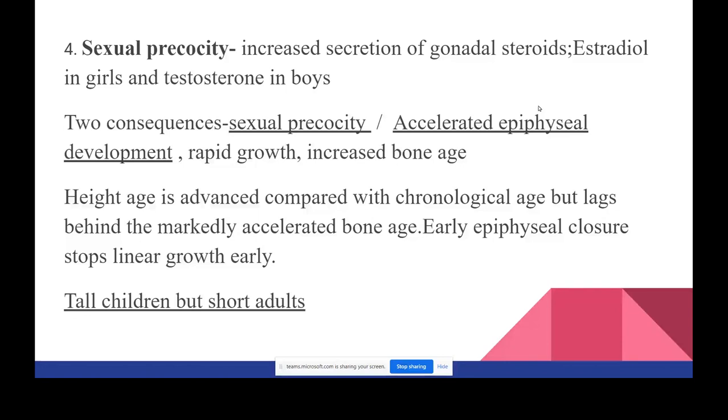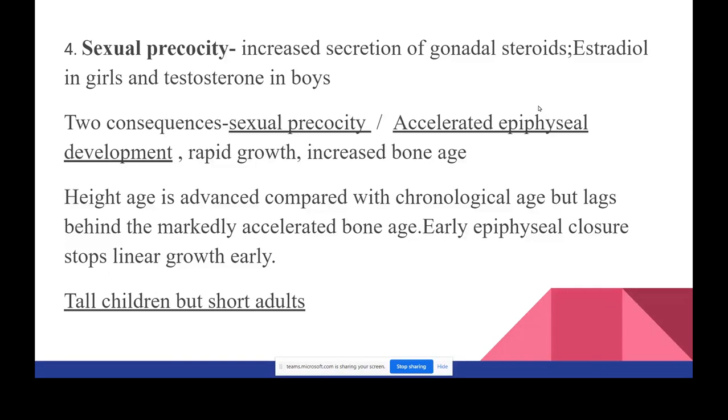But what will happen? Because of these gonadal steroids, there is accelerated epiphyseal development in the early stage with the sexual precocity, but epiphyseal closure is early when compared to their normal peers. So they abruptly stop the linear growth of those patients. So ultimately, earlier they are tall, but as adults they are short.